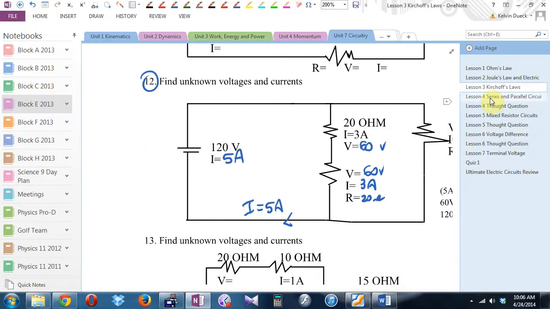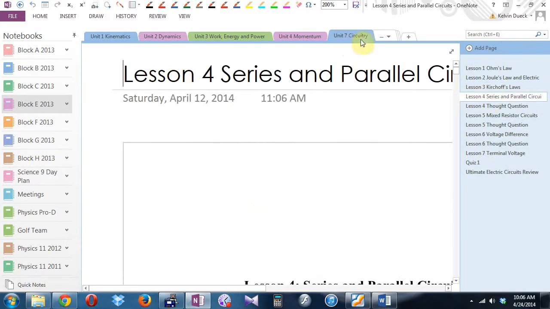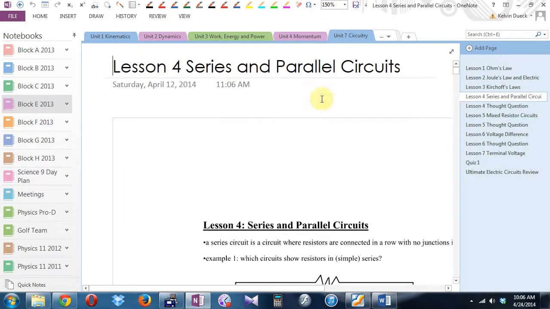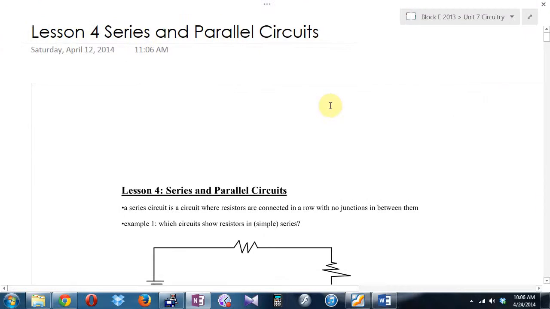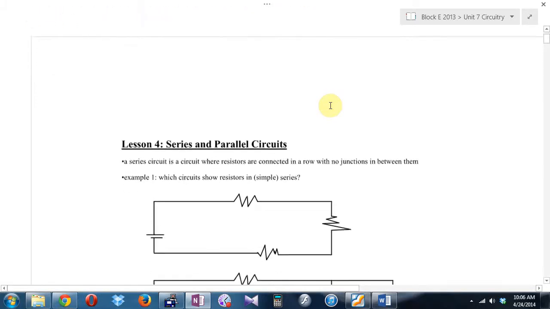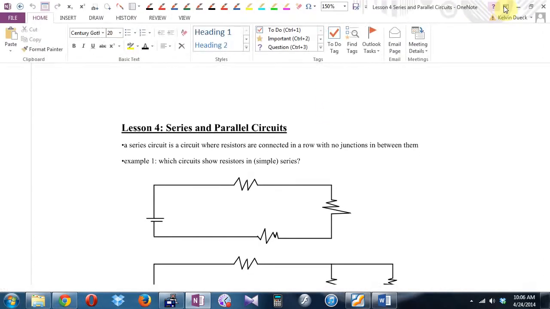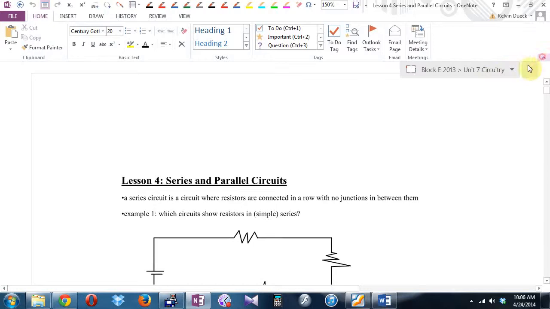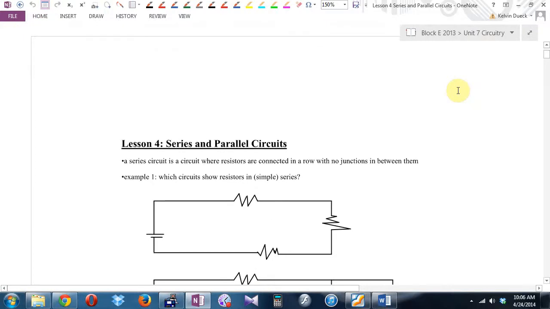Speaking of, once you've handed in lesson 3, lesson 4. If lesson 3 was the meat and potatoes of this unit, the fundamental portion of this unit, lesson 4 is the gravy. And you're going to need your calculator out. So get it out, please.